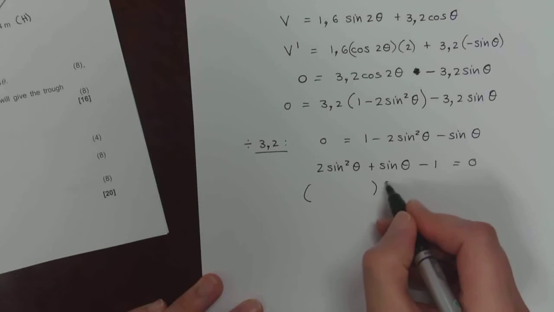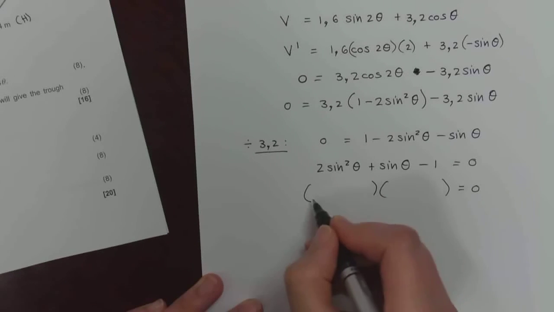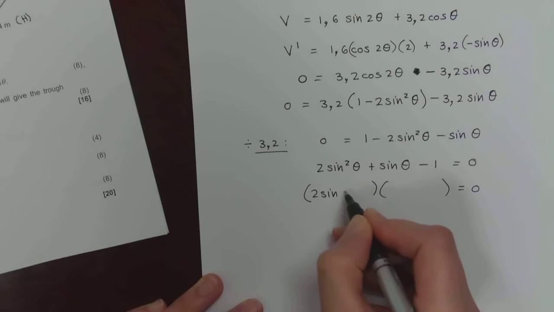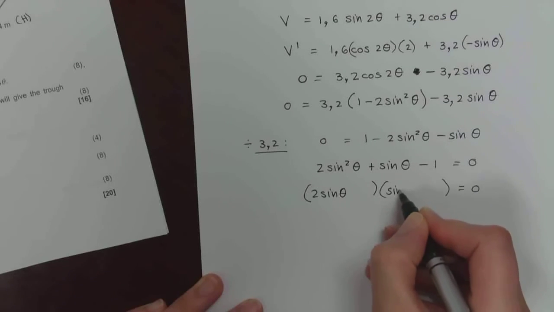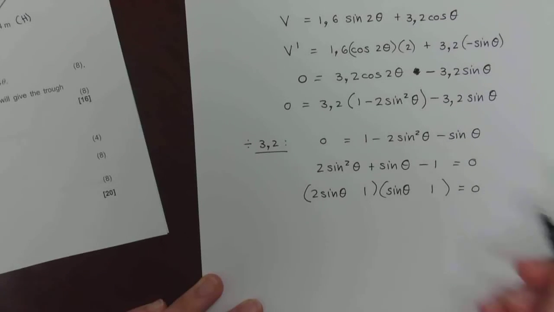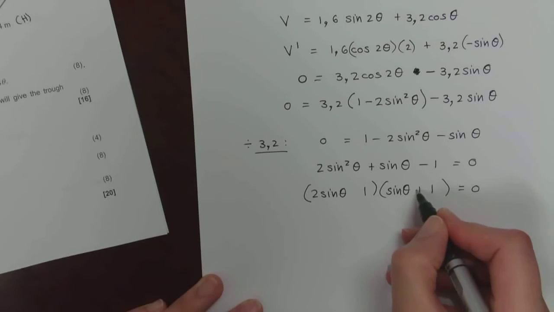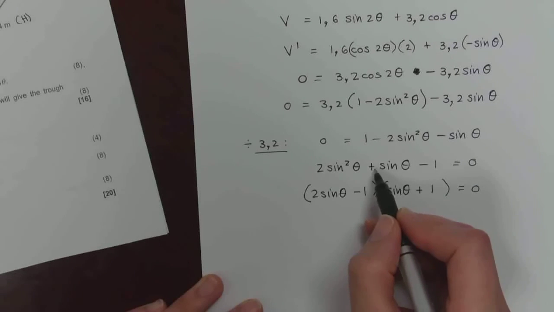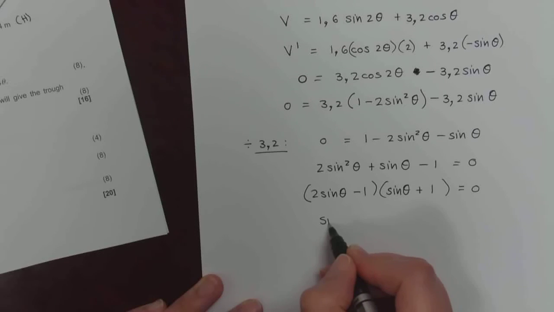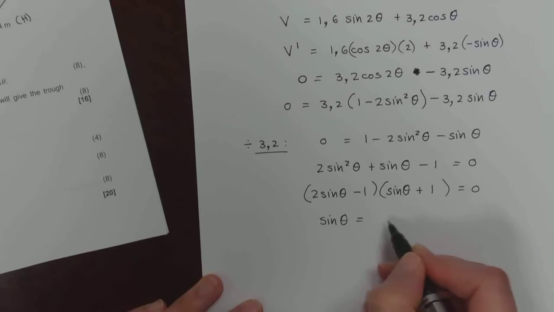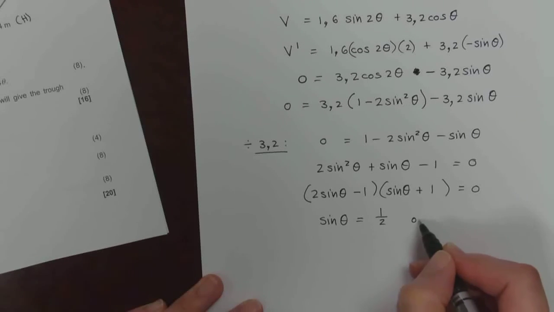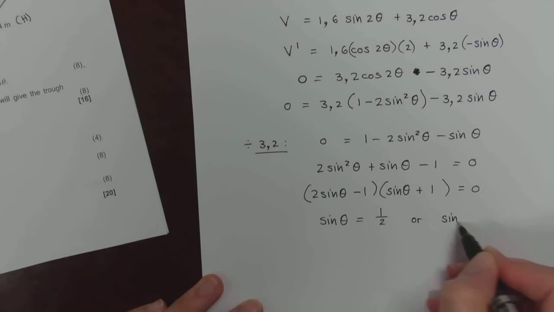So I factorize the quadratic trinomial. I get 2 sine theta times sine theta, and I go 1 times 1, and then this has got to be plus, and this has got to be minus in order to get that plus sine theta. So that means sine of theta is a half, or sine of theta is negative 1.